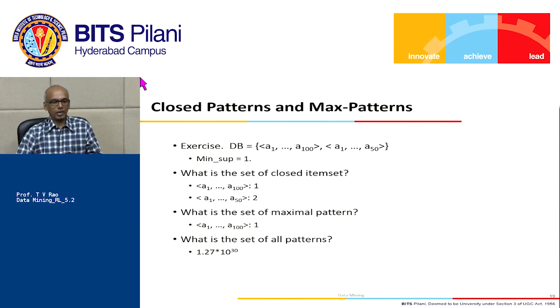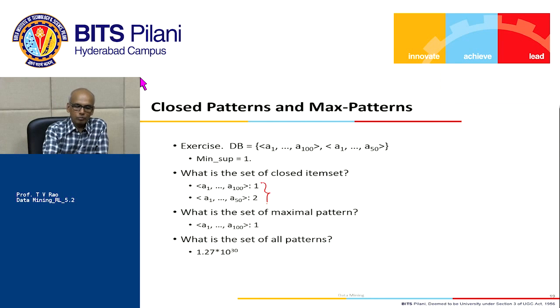So now let's look at an example. Let's say we have a database which has just 2 transactions. One transaction has 100 items and another transaction has 50 items, and we decided that the minimum support is 1. So what is the number of closed item sets here? We are going to get 2, because the minimum support is 1.